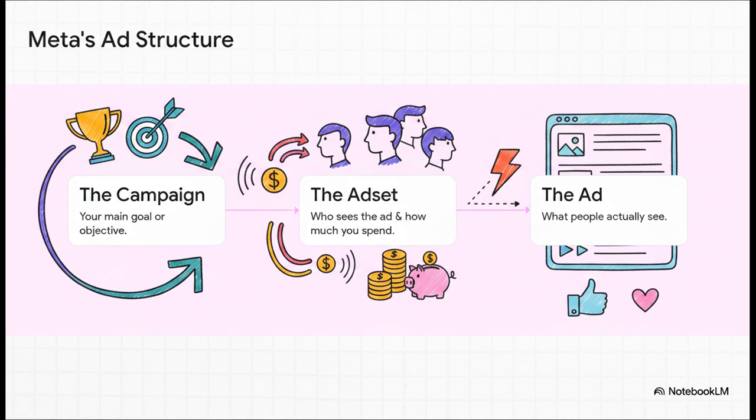The campaign level is at the very top. That's where you tell Facebook what your main goal is. The ad set level is the middle child, and it controls who you're showing the ad to and how much you're spending. And finally, the ad level. Well, that's what people actually see. You know, the picture, the video, the words. Each level has one specific job.